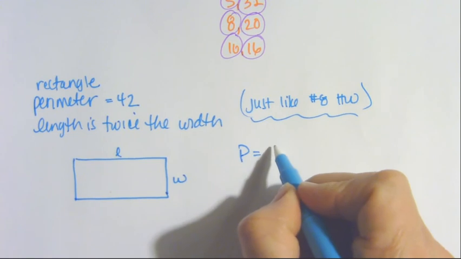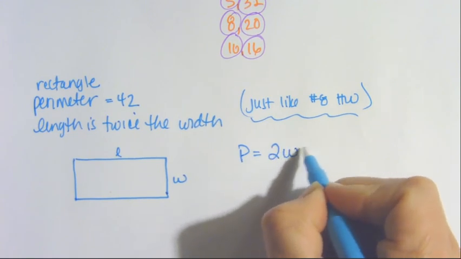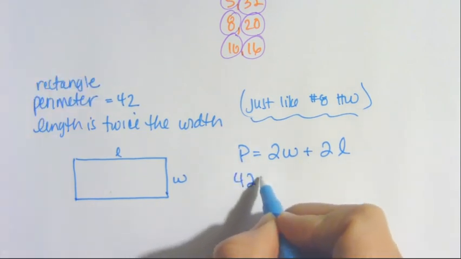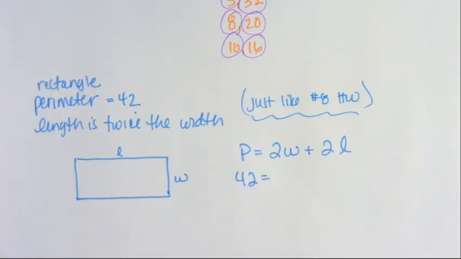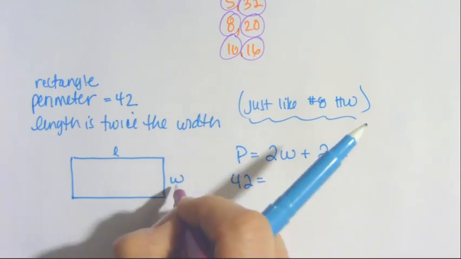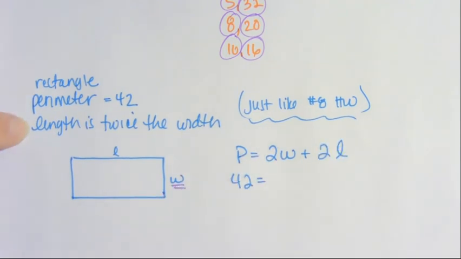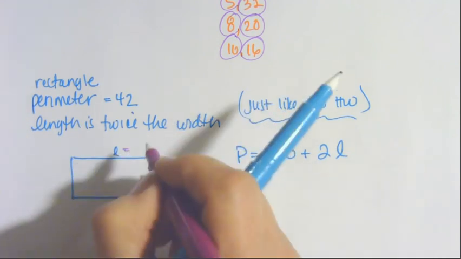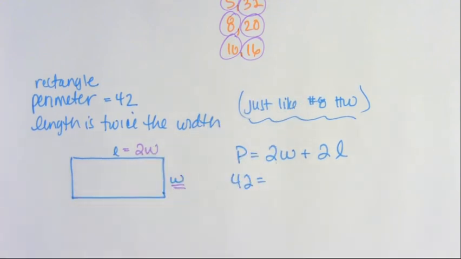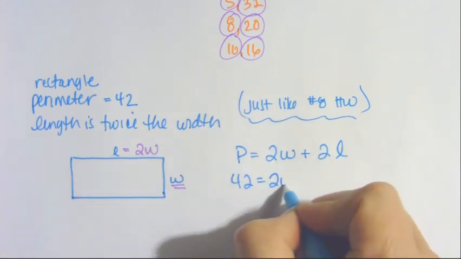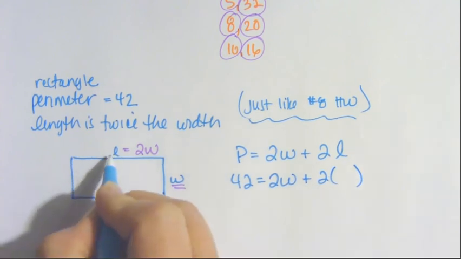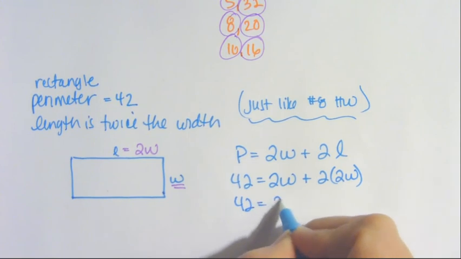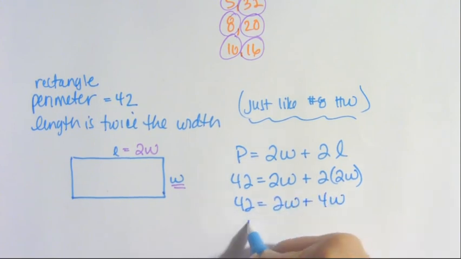Perimeter is equal to 42, and the perimeter is 2 times the width plus 2 times the length. I told you the perimeter is 42, so I can put 42 there, but I've got 2 different letters. That's not going to work. So I've got the width, and I told you the length is twice as long as the width. So I'm just going to change the L to a 2W. That means the same thing. So now I've got 2 width plus 2. Instead of the L, I'm going to replace it with 2W. So now I have all W's. 42 equals 2W plus 4W.